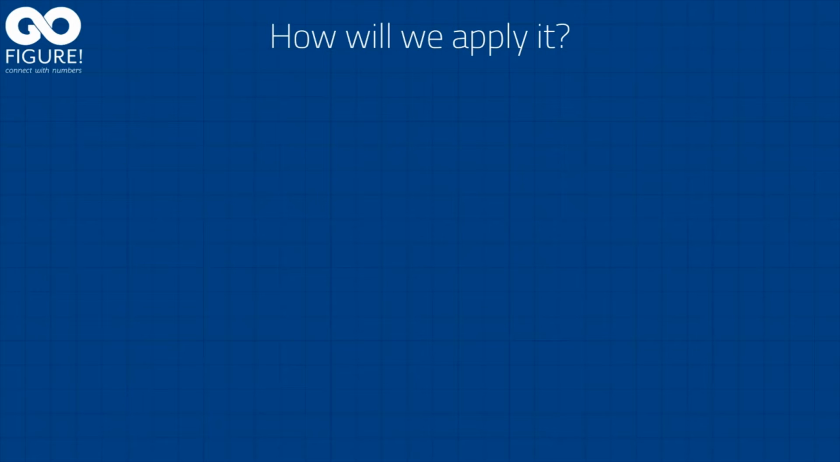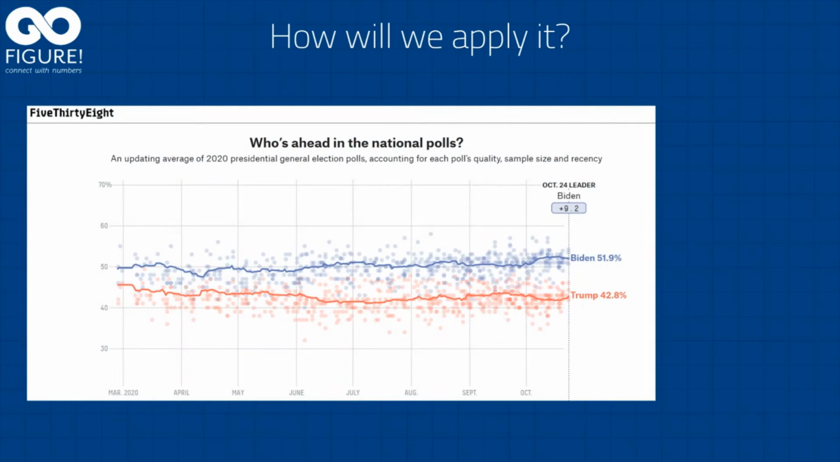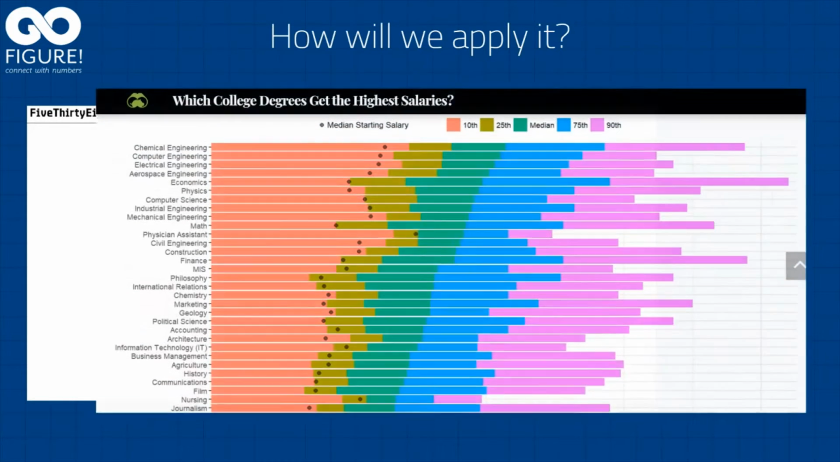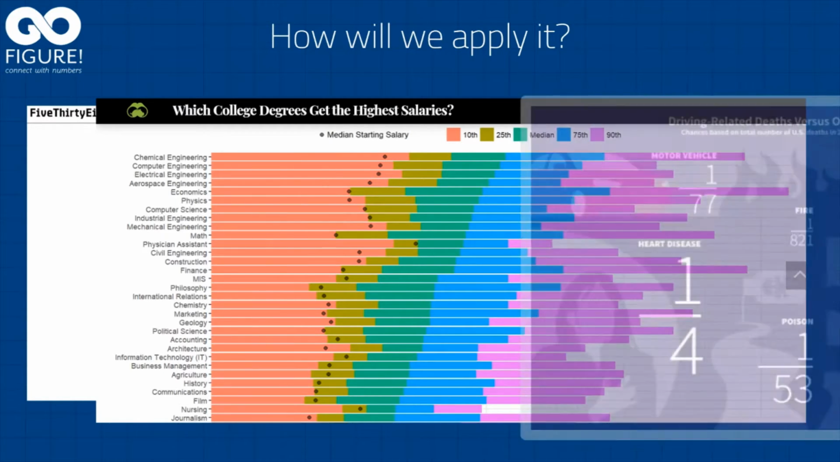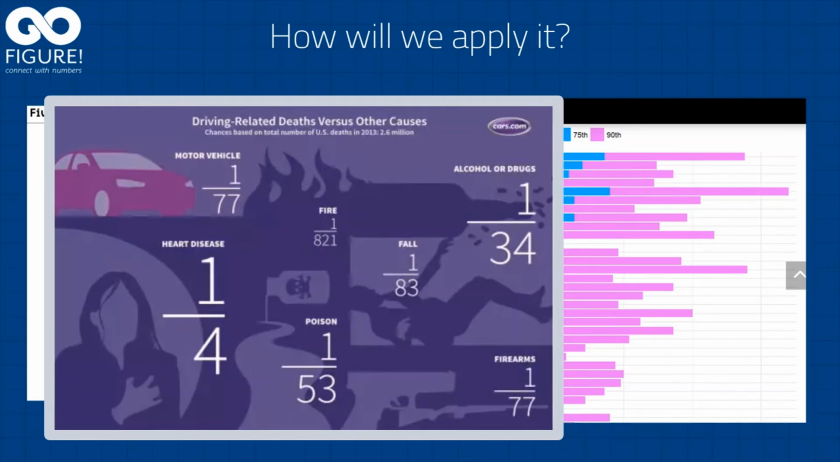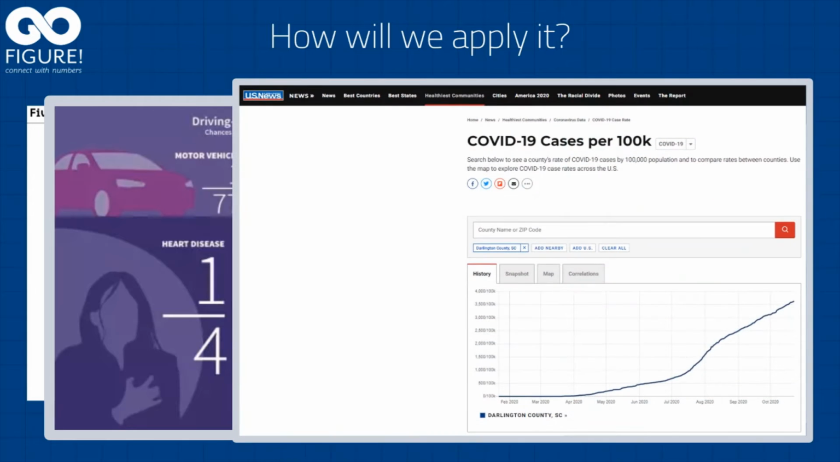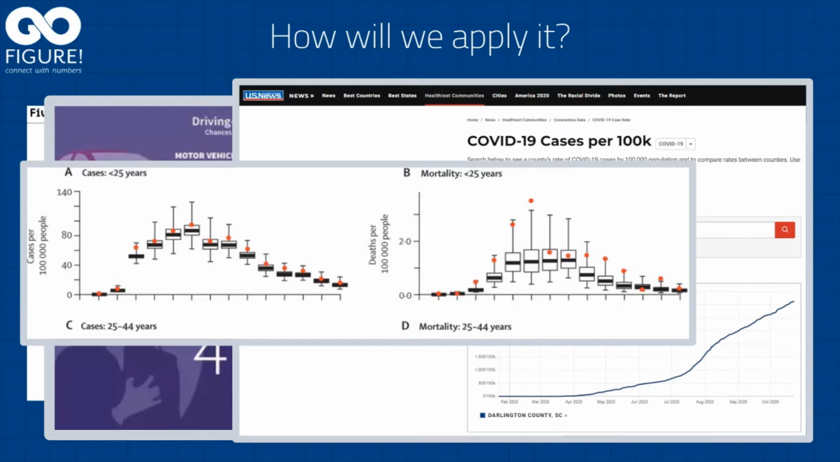How are we going to apply probability and statistics? Well, probability and statistics are everywhere in the data-saturated world that we live in. We see political data. We see data that can help us make decisions about career paths. We see probabilities that can help us decide what risks are acceptable to take. We see data about current events on the news, and again, the risks associated with those events, which can help us make decisions.